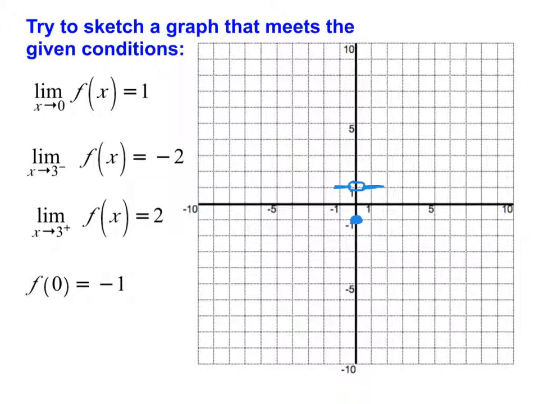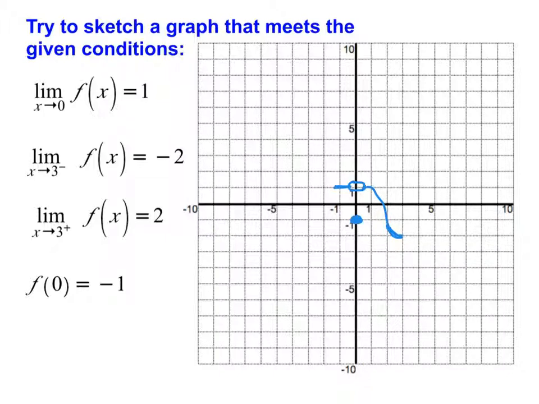Now let's take a look at these two in the middle here. So 3 from the left and 3 from the right. So as I'm approaching 3 here, from the left, I should be approaching -2. Okay, so I'm going to go down to -2, and it looks like I'm going to have to be going down in there. I'm going to have something like that. So knowing that alone, from that open circle, I'm going to have to be going down there. I just got to connect those up somehow.